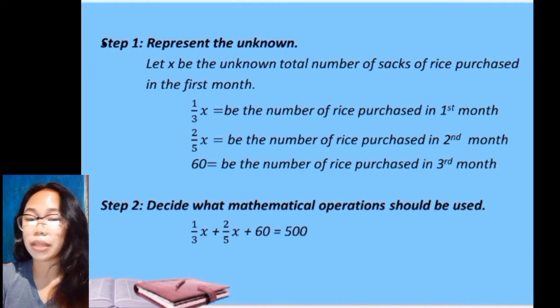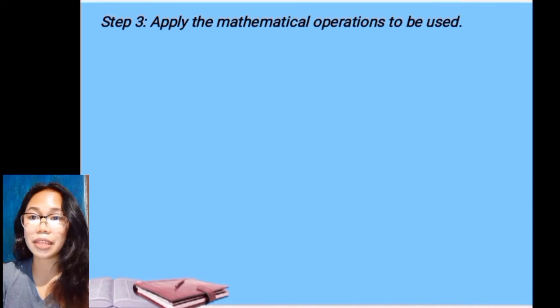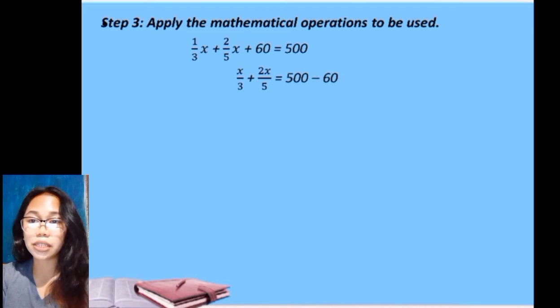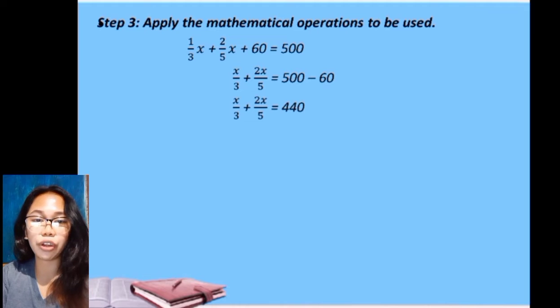Since we already have our mathematical operations, we are going to proceed to step 3. Apply the mathematical operations. And this is the equation: 1/3 x plus 2/5 x plus 60 equals 500. We are going to multiply the 1/3 to x and 2/5 to x so that we can come up with x over 3 plus 2x over 5 equals 500. Transpose the 60 to the right hand side and it becomes 500 minus 60, with a total of 440.